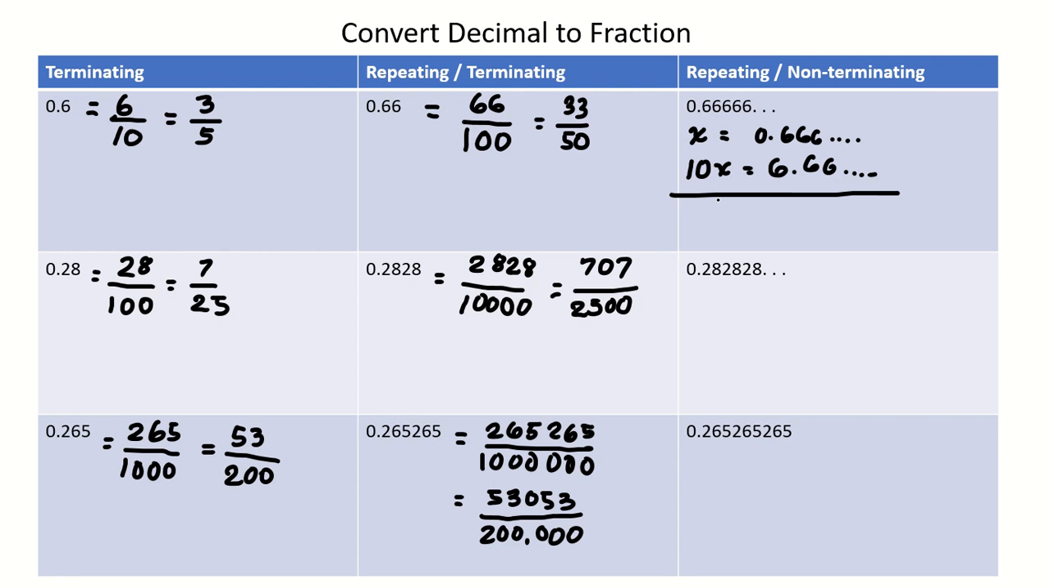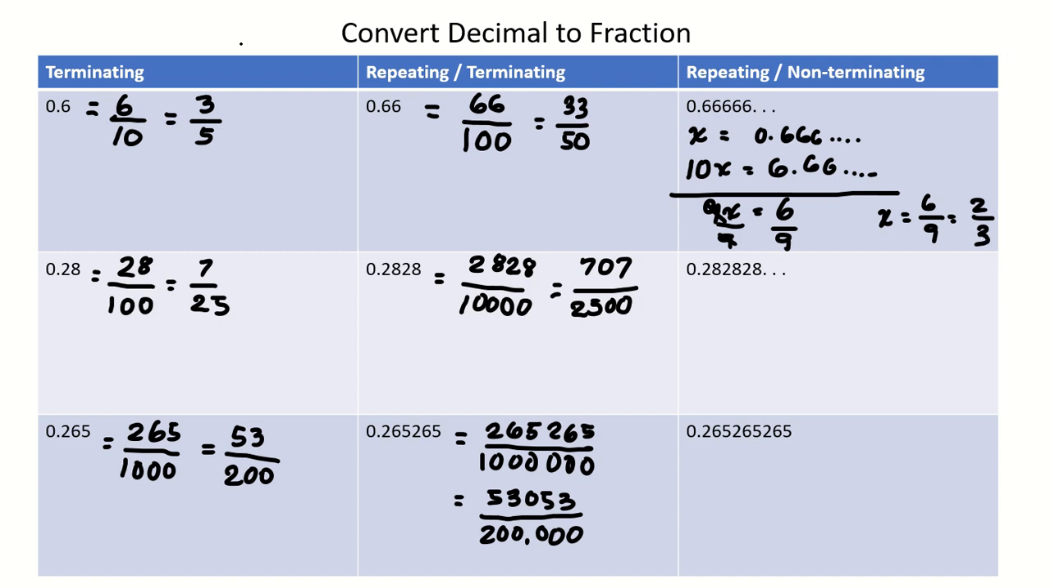So 10x minus x is 9x, and subtract 0.666 from 6.666 repeating or non-terminating. So that's going to be 6. To get x, we divide both sides by 9. So let me just write it here. So x is equal to 6 over 9, or divide both by 3, so this is 2/3.